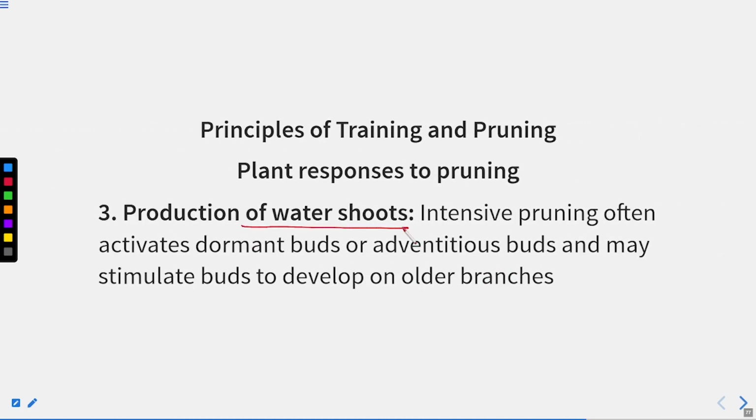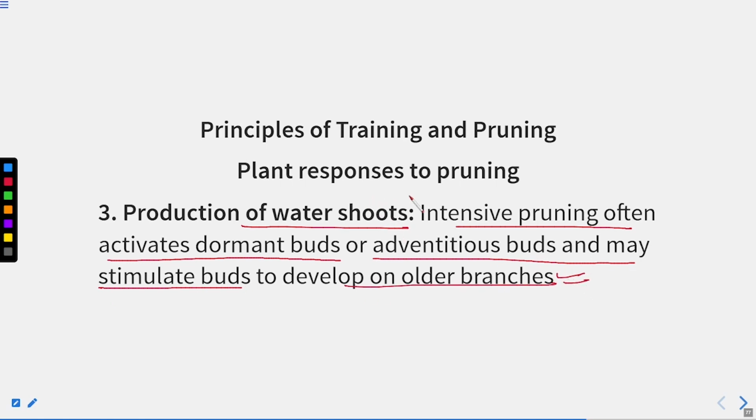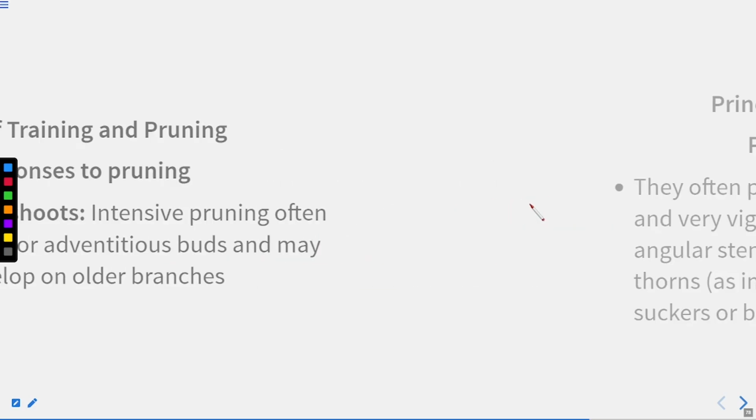Production of water shoots. Intensive pruning often activates dormant buds or adventitious buds, and may stimulate buds to develop on the older branches. So this is very, very important. Sometimes the dormant buds or the adventitious buds become active when you have intensive pruning.